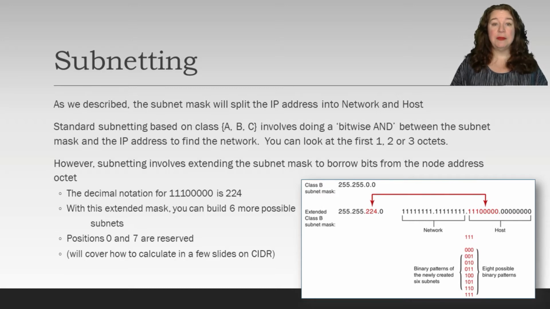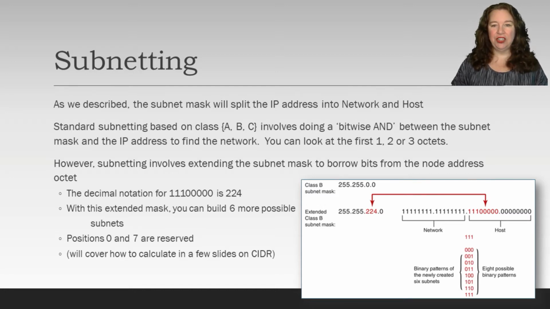So the easy way to subnet is to break it down into A, B, and C. A, B, and C allows you to have a certain number of possible nodes and go on with your life. However, sometimes we don't want to do it that way. We need to break up our network into different subnets inside of our network. Subnet, network, subnetwork. So when we do subnetting, we extend our subnet mask and borrow bits from the node address octet that's next to it.